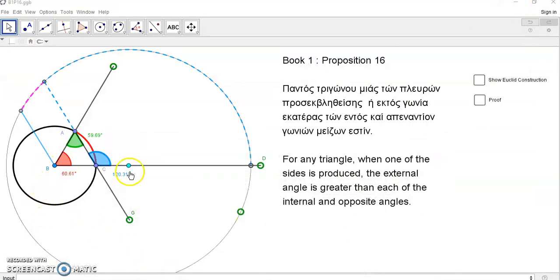Now the proof is very easy if we consider that we have this triangle that Euclid talks about, ABC. We're not going to use his construction. This is Euclid's construction, but it's actually unnecessary because, again, we're going to focus on the fact that an angle is defined as the measure of an arc length to a radius. So for any triangle, as you see here, this ABC, when one of the sides is produced, the external angle is greater than each of the internal opposite angles. Okay, so let's see the proof of that.